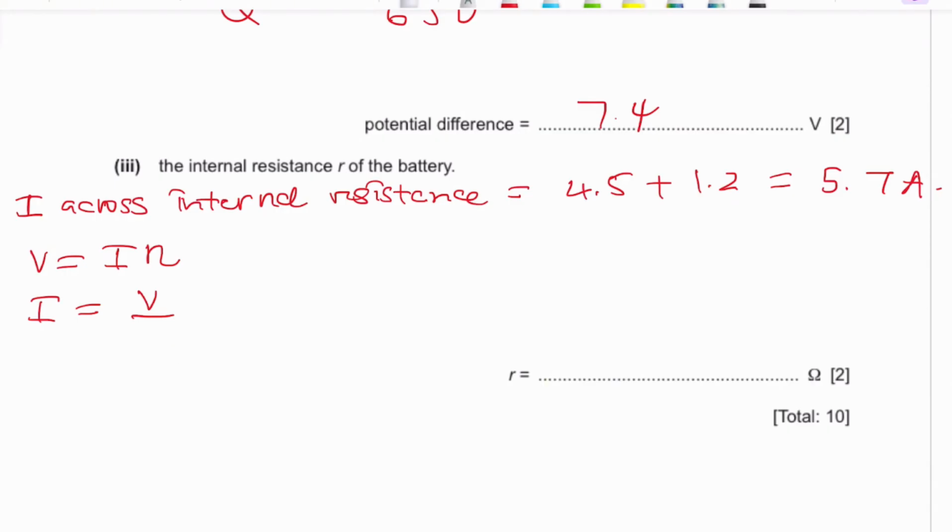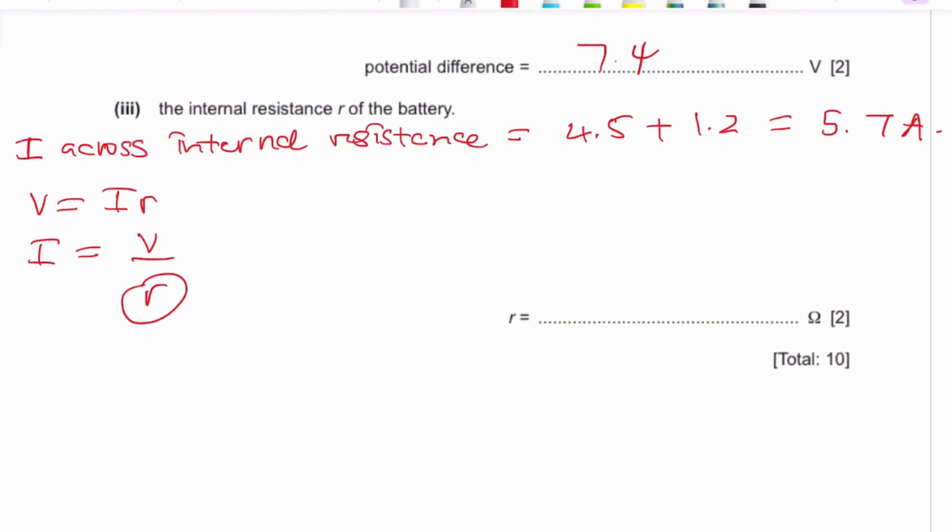But this is the small letter r, right? So that it's much different, okay? So this is a small letter r, and we just want to find this small letter r. So r will actually be V divided by I. So your r will actually be V divided by your value of I.